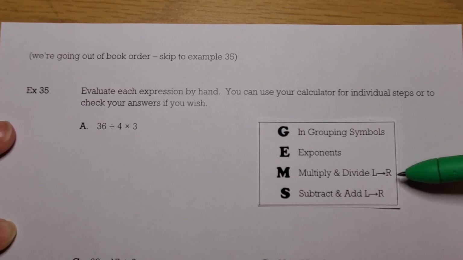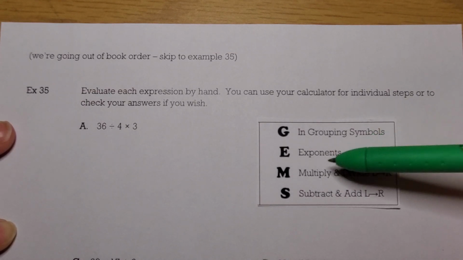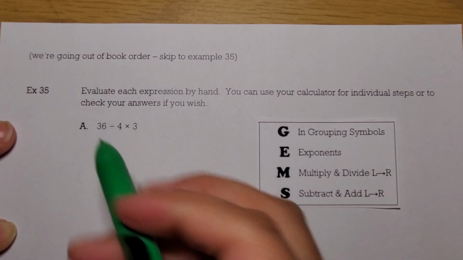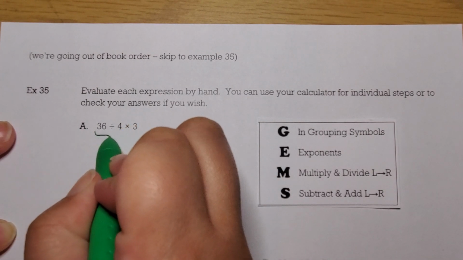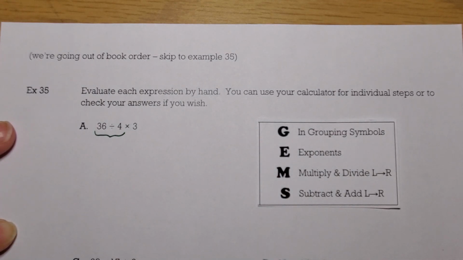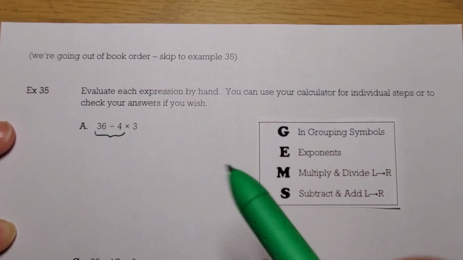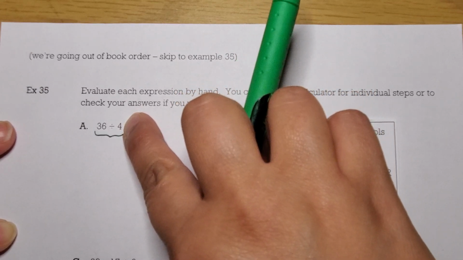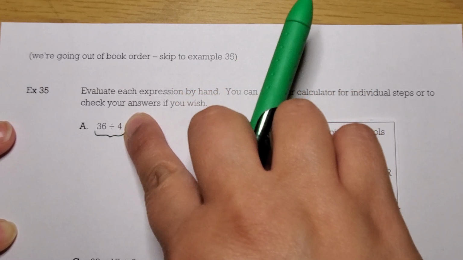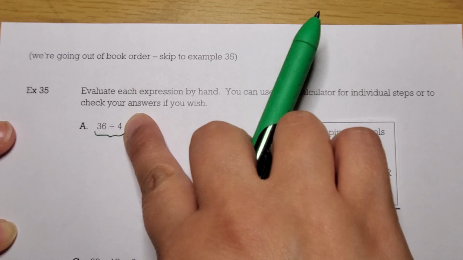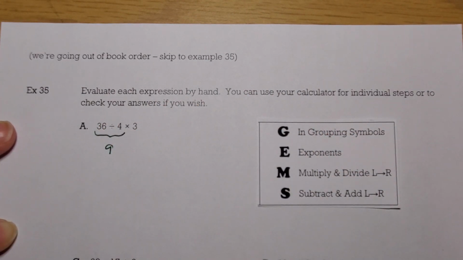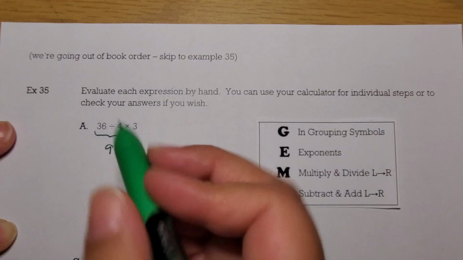I've got some dividing and multiplying. So I'm on this level. This level says we're going to multiply and divide going from left to right. So I'm going to do this division first. So we're going to start out by ignoring this times 3. We'll just hide it. We'll say, what is 36 divided by 4? So 36 divided by 4 is 9. So I'm going to put my 9 here. And then I'll bring down this times 3.